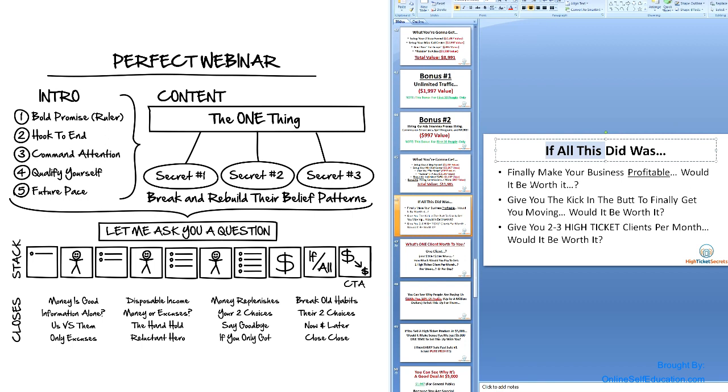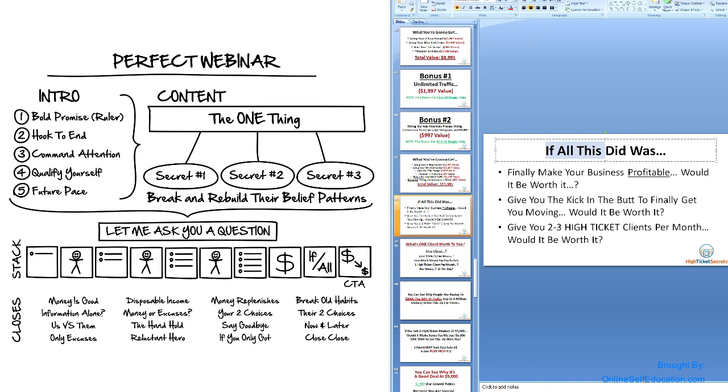Yeah, I thought so. Now, if all this package did was finally give you the kick in the butt you need to get moving, would it be worth it? Yeah, I think so too. Now, if all this package did was give you 2 to 3 high-ticket clients per month, would that be worth it? Yeah, I don't know about you, but I'd trade $12,000 for 2 or 3, $5,000 to $10,000 sales a month all day long. This is a one-time investment. You do it once, you never have to pay again. But that knowledge, the information, everything you got will pay you forever.